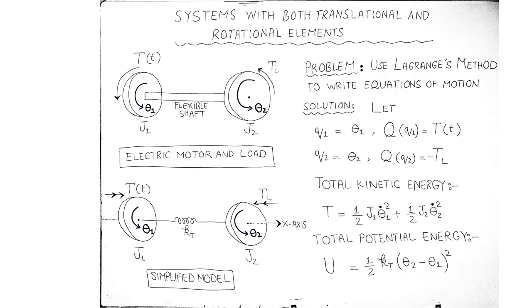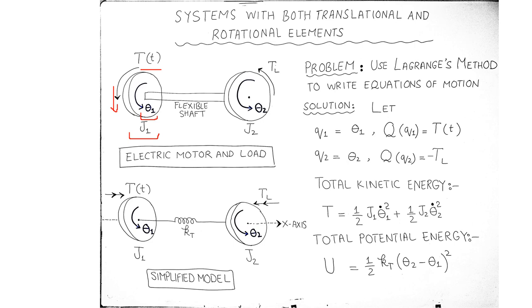Our next example is that of an electric motor rotating some load. The model of the electric motor contains a disc representing the rotor whose angular displacement is taken as θ1 in the anticlockwise direction. The rotor is experiencing some torque, capital T, which is in the same direction as that of θ1. This torque is produced due to the interaction between the rotor and the stator magnetic fields.